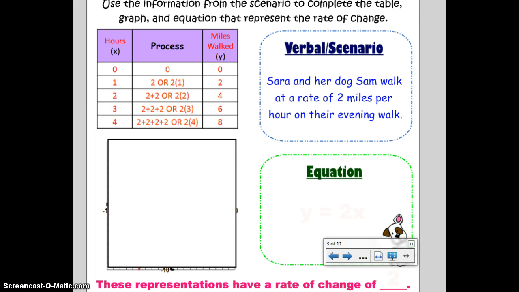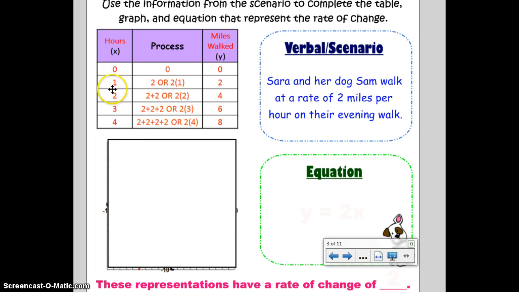This is the table you should have completed. Please check your answers. Now that we've completed the table, we can also fill in our graph at this time. One of the points we will use will be X is 0 and Y is 0. This is the origin. Since our graph passes through the origin, we know that we have a multiplicative relationship.